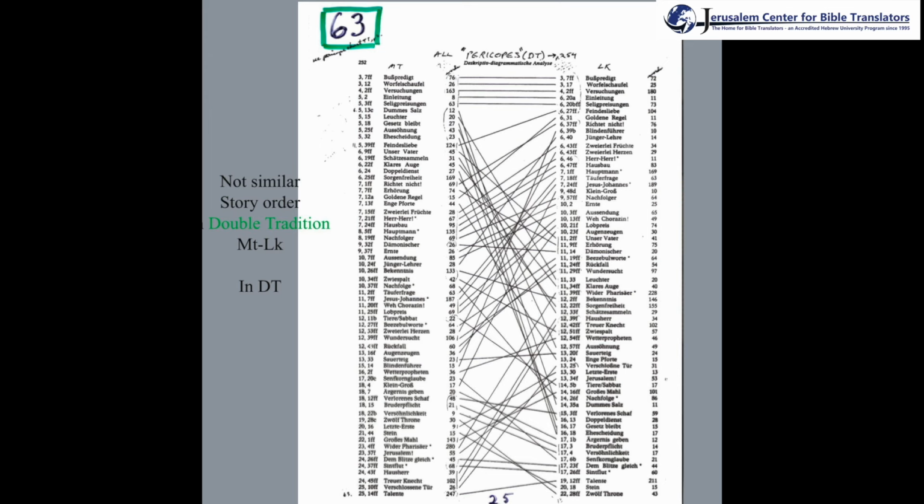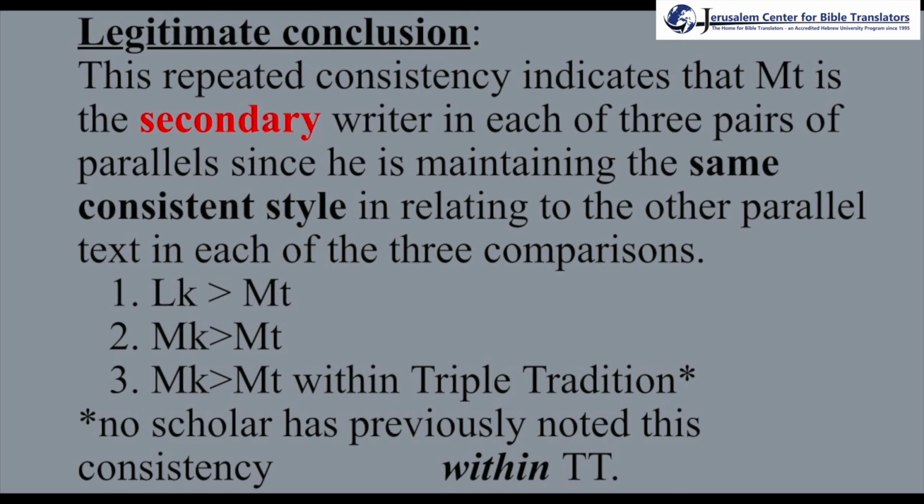So what's the legitimate conclusion? This repeated consistency indicates that Matthew is a secondary writer. Over and over again, in each of 3 different pairs of parallels, he maintains the same consistent style of getting 50% of the text in front of him retained within his wordings. And no scholar has previously noted this consistency even within triple tradition.